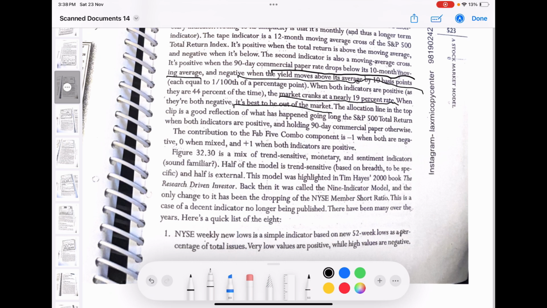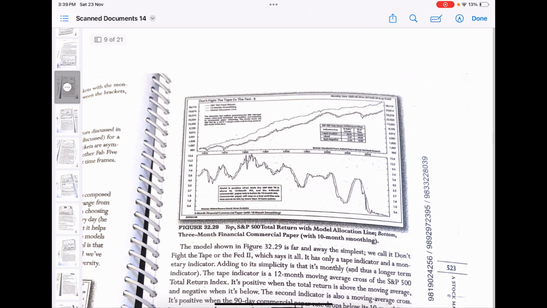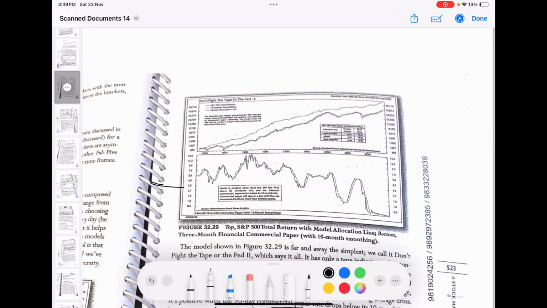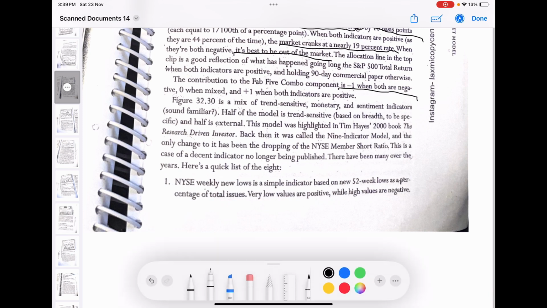The allocation line in the top clip is a good reflection of what happened going long when both the indicators are positive. So you can see that when both indicators are positive, the S&P 500 also went up, and when they started going negative, the S&P 500 was still rising, but it wasn't rising at the same rate. The contribution to the Fab 5 component is -1 when both are negative, 0 when mixed, and +1 when both indicators are positive.